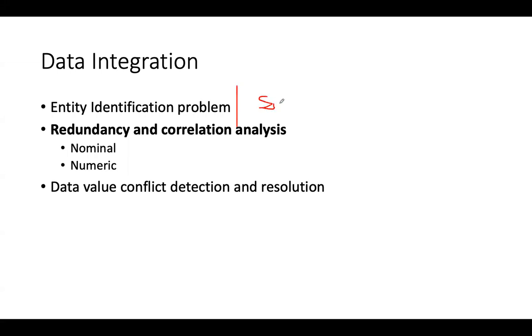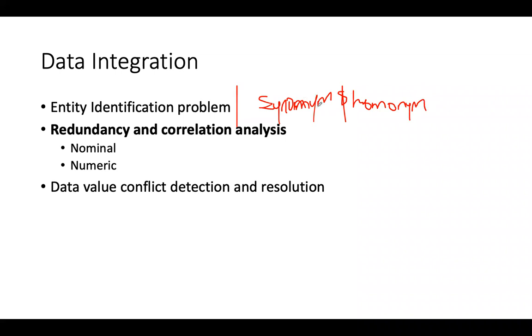So we have synonym. If you're actually in the field of text mining, how do you write this? Synonym, right? And we have an issue of homonym. These are common problems too during entity identification.